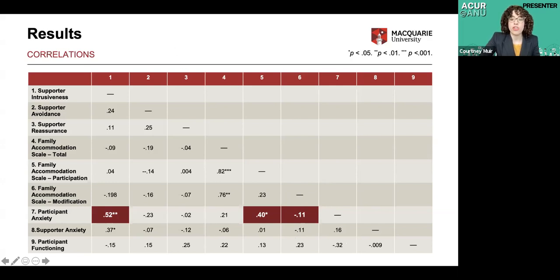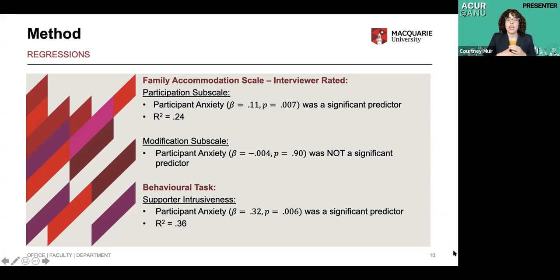Then we also did regressions, looking at participant anxiety, supporter anxiety, and participant functioning. We found that participant anxiety was a significant predictor of participation in accommodation, and it explained about 24%. So as participant anxiety went up, participation in accommodation went up. Then we saw that participant anxiety was also a significant predictor of supporter intrusiveness in the behavioural task. But again, modification was not. So as participant anxiety went up, the modification by supporters did not go up.